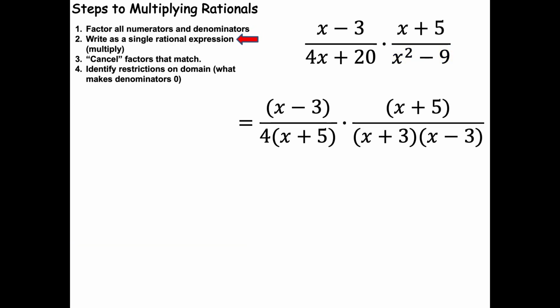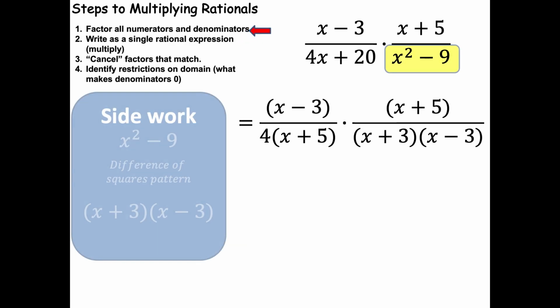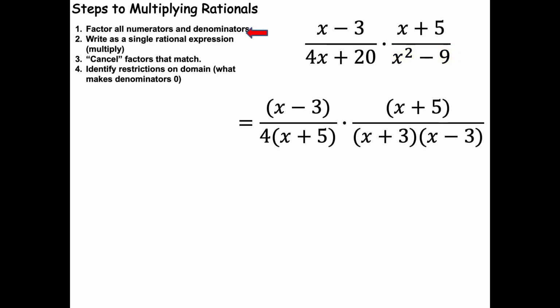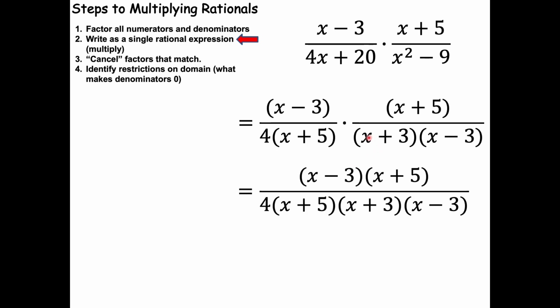All right, so next step. We're done with the factoring step. So we factored all the numerators and denominators. Now we're moving on to step 2, which is write as a single rational expression. All this really means is you put the top with the top, so the numerator with the numerator and the denominators with denominators. Pretty simple step, but that's basically you showing that you multiplied it together. So that's it for step two.